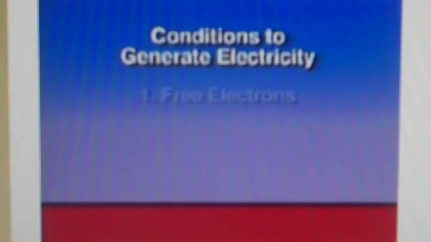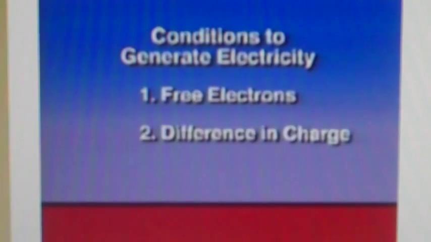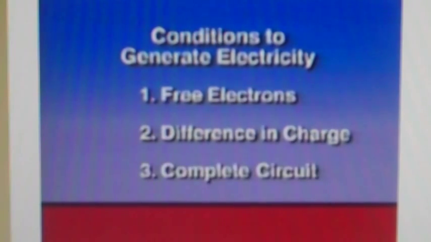Now, let's review what we've learned in this program. Electricity is the movement of free electrons from atom to atom. For electricity to flow, 3 conditions must be met. 1. There must be free electrons. 2. There must be a difference in charge or voltage. And 3. There must be a complete circuit.